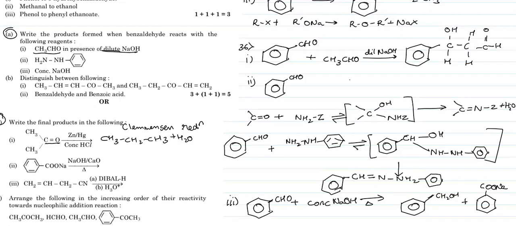The second one you have is sodium benzoate, if I'm not wrong. Yeah, sodium benzoate. And this is undergoing a reaction with sodium hydroxide and calcium oxide. This is a decarboxylation reaction. So the COONa will get removed to give us benzene plus Na2CO3.